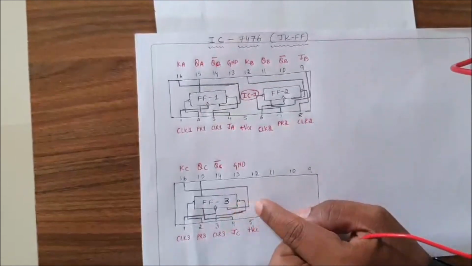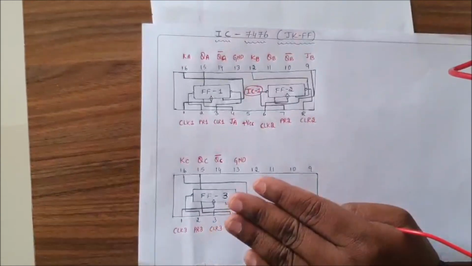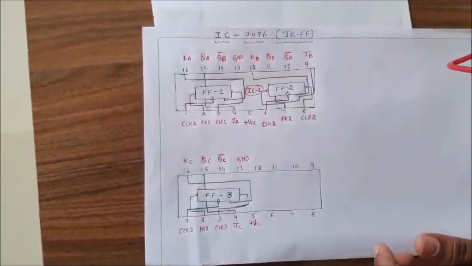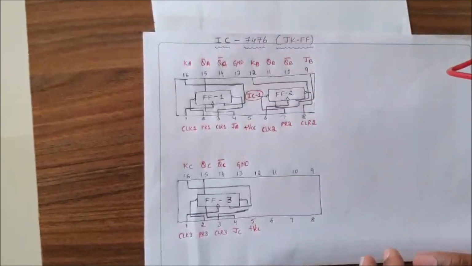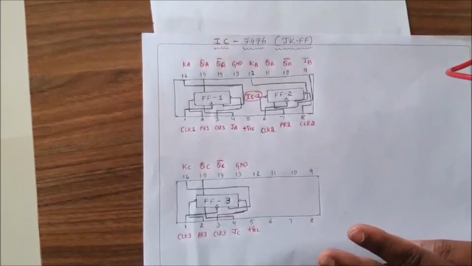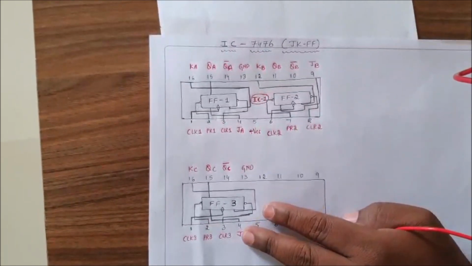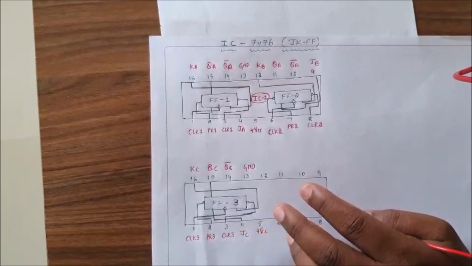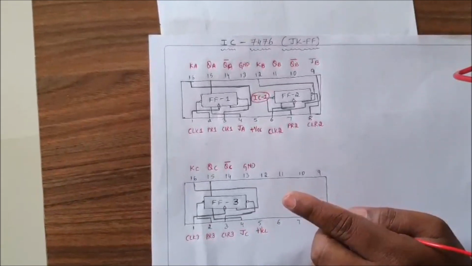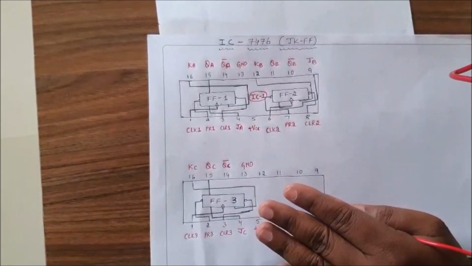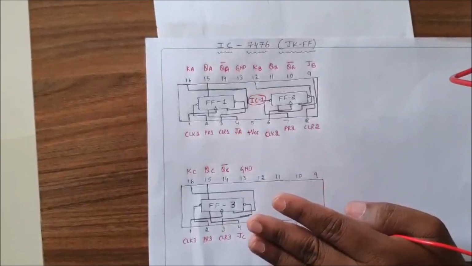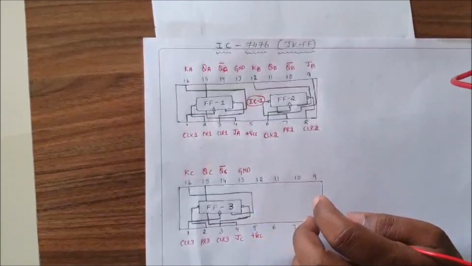Coming to the third flip-flop, again we have three synchronous inputs, that is clock 3, JC and KC, and two asynchronous inputs, one is preset 3, another one is clear 3. And we have two outputs, QC and Q bar. We will consider only one output here, that is QC.